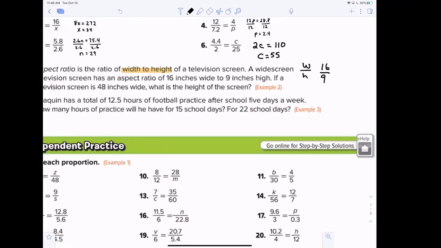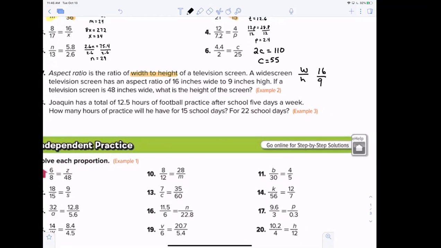Now, Jolie, where does the 48 inches go? It goes on the top. Now, why does it go on the top? Yeah, because it's the width. And then X goes on the bottom. Do you see that now? Luca, you with me? So everybody, you're just setting up a ratio. That's it. And it tells you how to set it up. It'll tell you width to height or miles to hours or something like that.